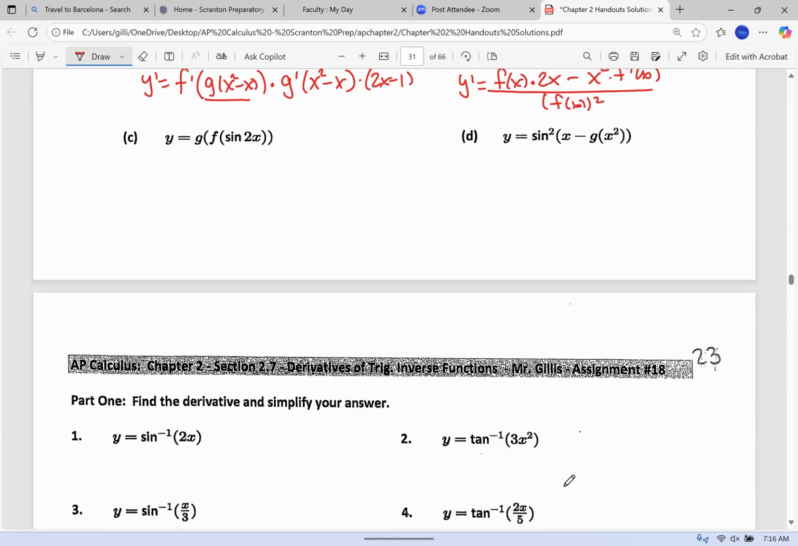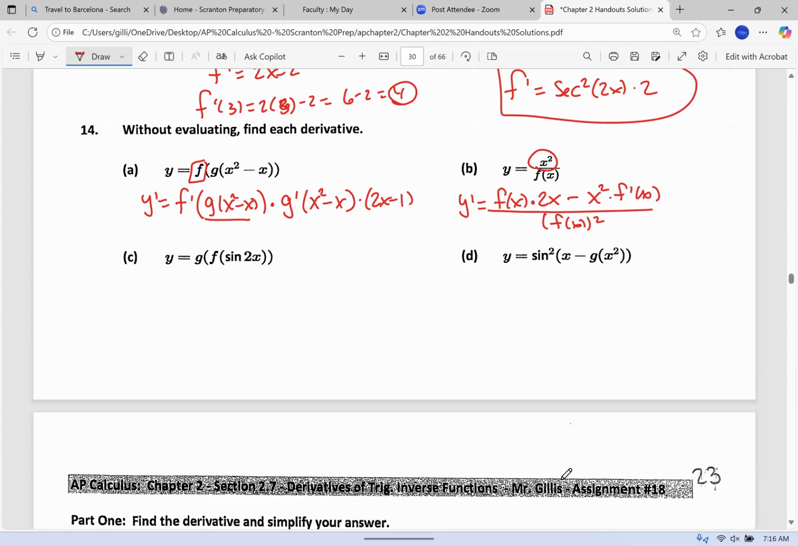And number 14, the derivative of the outside is g prime. You repeat the inside, times the derivative of the inside, which is f prime of sine of 2x, times the derivative of the inside again, which is cosine of 2x times 2.